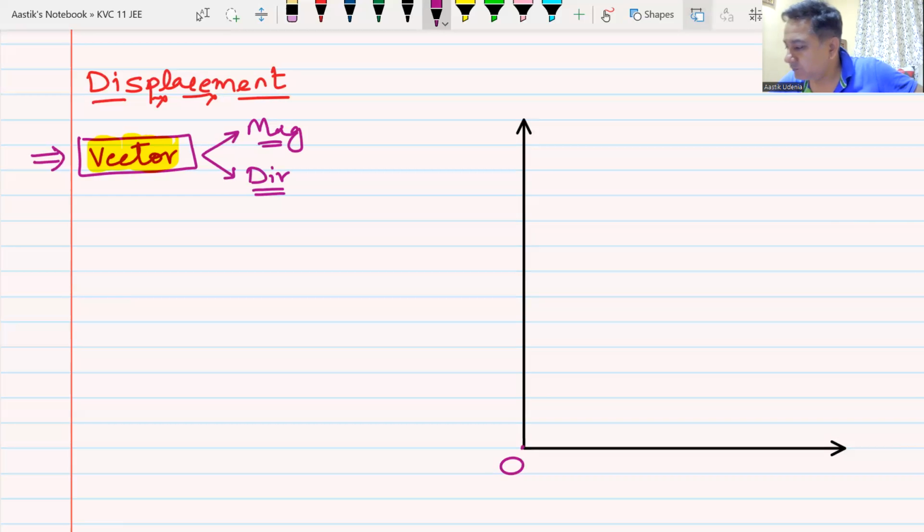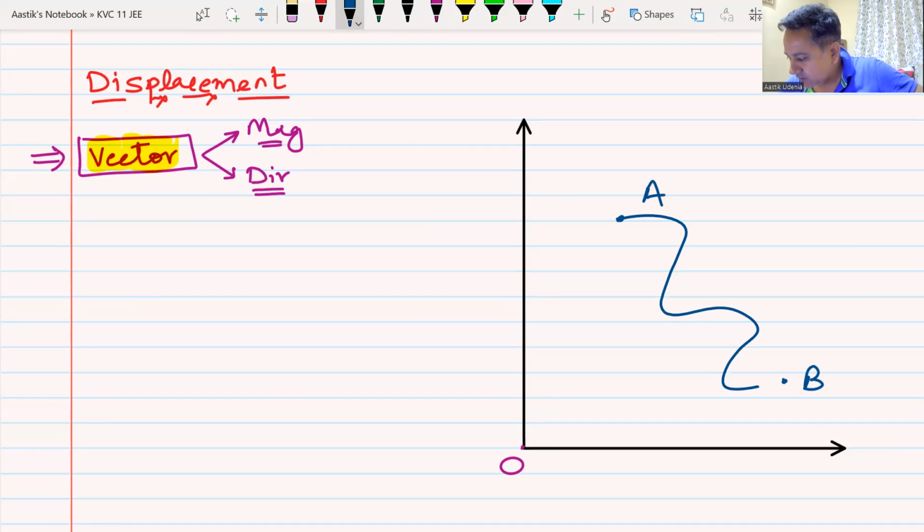This is O. The body is at A. It goes to B. It goes like this along a curved path. The length of this path is known as what? Distance, sir. Distance.